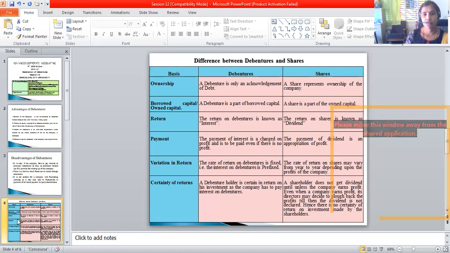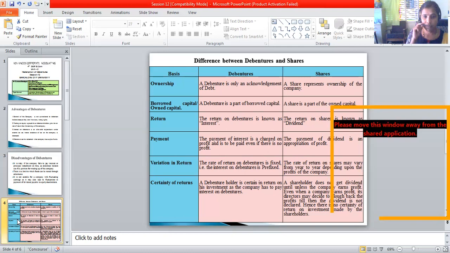Variation in return. The rate of return on debentures is fixed. The rate of return on shares varies. It depends on the decision that is taken in the annual general body meeting. Even if it has sufficient profits, the company might decide on the percentage of dividend that is payable to the equity shareholders.